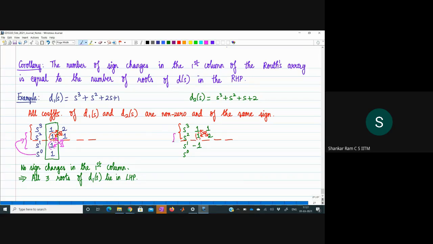Then for s power 0, I consider the s power 1 and s squared rows. So first I multiply minus 1 with 2, subtract the product of 1 and 0, which will be minus 2, and then I divide by minus 1. So if I divide minus 2 by minus 1, what will I get? I'll get plus 2. Right? Okay. So now I look at the first column. What can we observe?